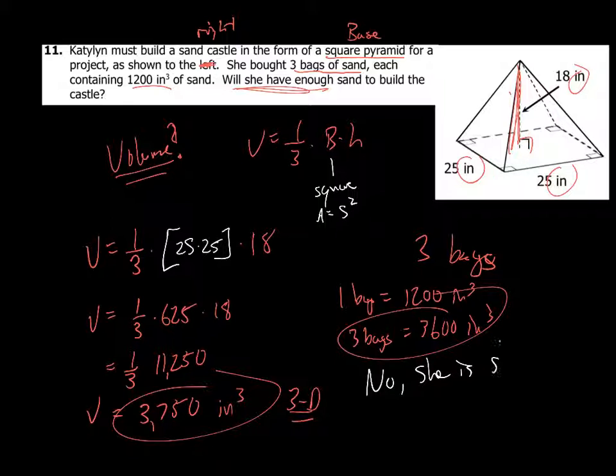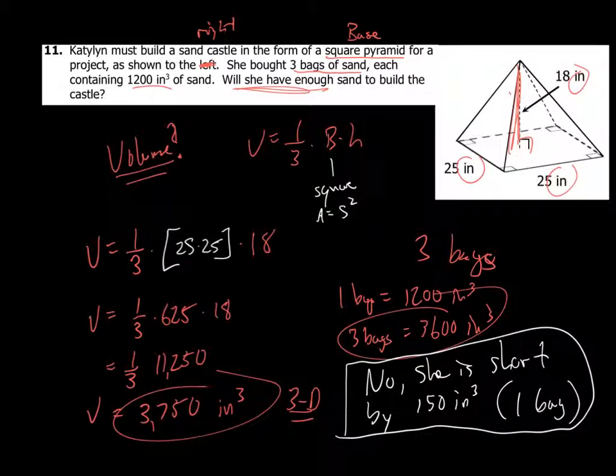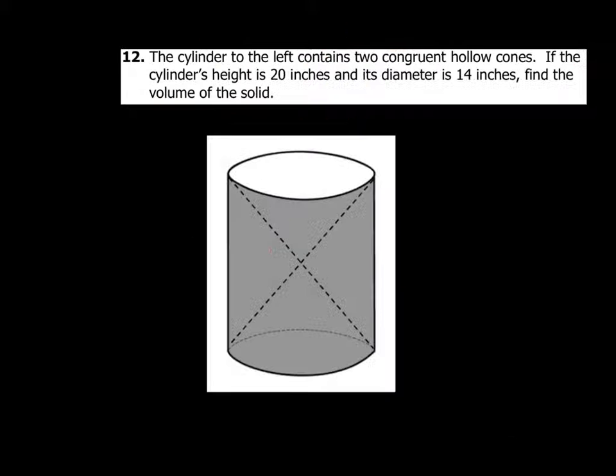She is short by 150 cubic inches of sand. But really, in reality, she's 1 bag short. You can't go to the store and just buy a portion of a bag. So that's our scenario. I think at the end of the day, our final answer is this answer, but you have to have all that work to show and support it.